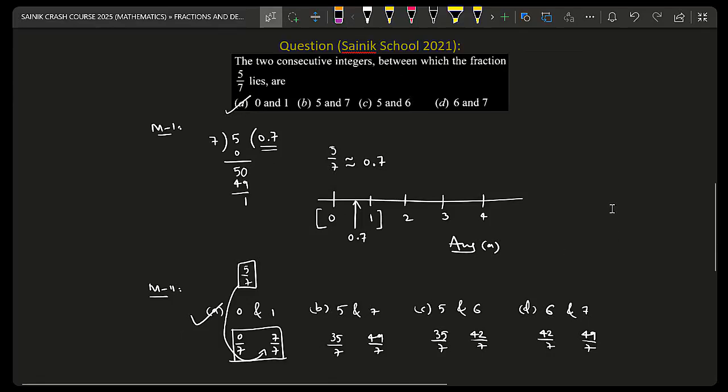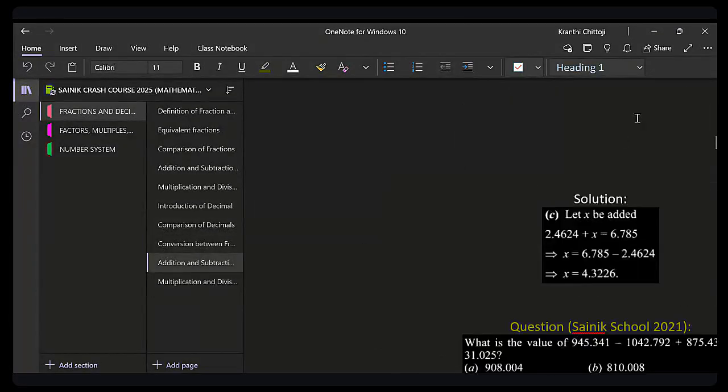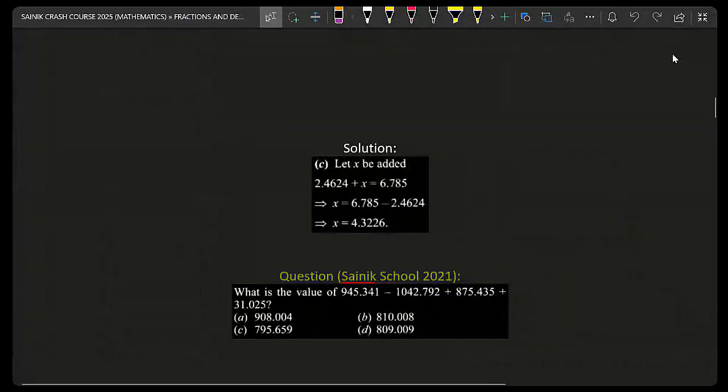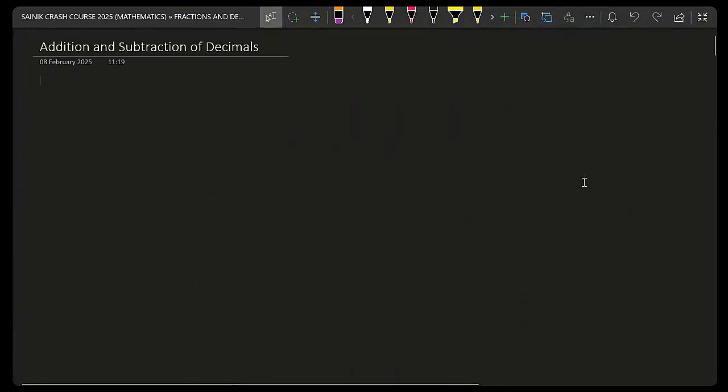Okay, we go to the next topic. So we discussed fractions and decimals, conversion between fractions and decimals, and the next topic is addition and subtraction of decimals. You can keep one thing in mind: we can do addition or subtraction of decimals in the vertical method, but you have to remember that all the decimals should be placed in the same vertical column.